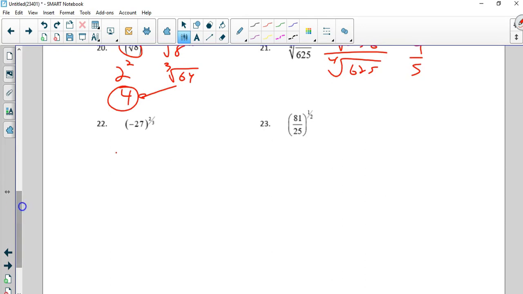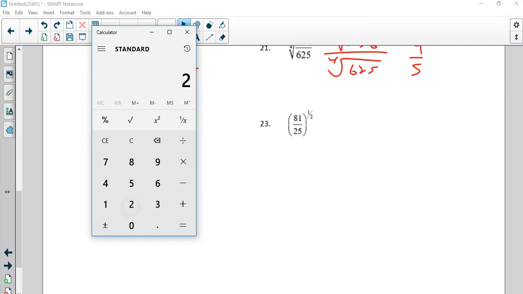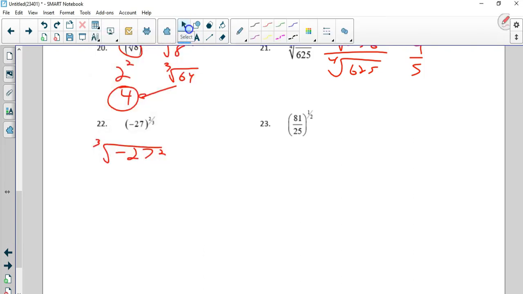-27 to the 2/3. Again, -27 is under the radical. My denominator is here, and 2 is here. Now, if I write it that way, I need to square -27. So I need to do 27 times 27. Because negative times negative is positive. And that's 729, which I should have known. So I would get the cube root of positive 729. And then look at our chart, the cube root of 729 is simply 9.